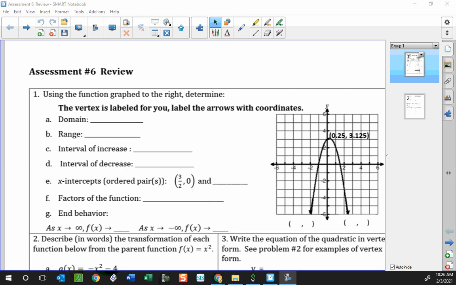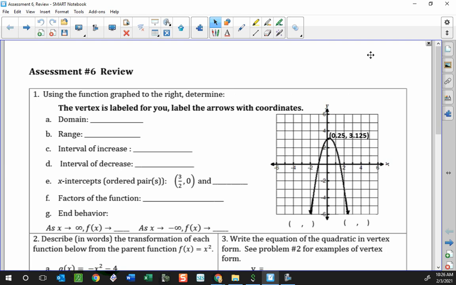All right, so you can see in this review, we're getting back to some things that we've done in the past because they will be coming up in the future for us with different functions like square root functions and cubic functions that we're about to graph. So we're trying to review some other things. So this is a good old quadratic function here, a parabola, right? It's facing upside down. So let's go ahead and do our domain and range.